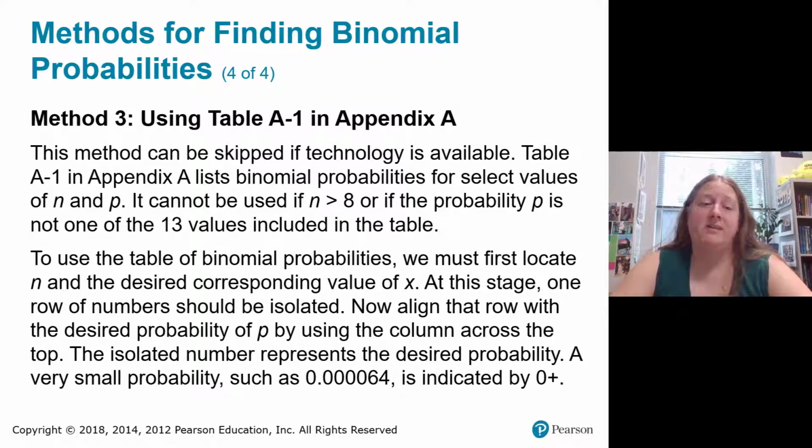Any stats book should have a table of binomial probability distributions in it. The internet also has them all over it, and they should all look basically the same. What these tables are is printouts of what technology would give you. To use the tables, we need to know values of n and p, and that's going to give us the table that we're going to use. Then we look at our value x in the table, and it'll give us our probability.